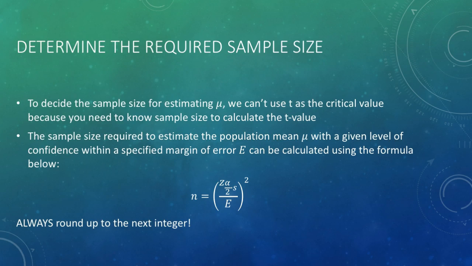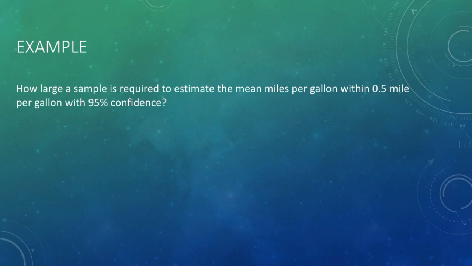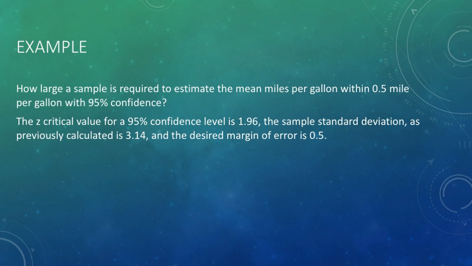Don't forget you have to round up. You can't round down, otherwise you don't have quite enough. For example, if we just want to continue with the Ford Taurus thing, how large a sample is required to estimate the mean miles per gallon within 0.5 miles per gallon with 95% confidence. Again, when you see within, that's telling you your margin of error. And we have a confidence level of 95, so our alpha is 5%, alpha over 2 is 2.5%. So we're looking for z of 0.025, which we looked at in the previous video, and that's 1.96.